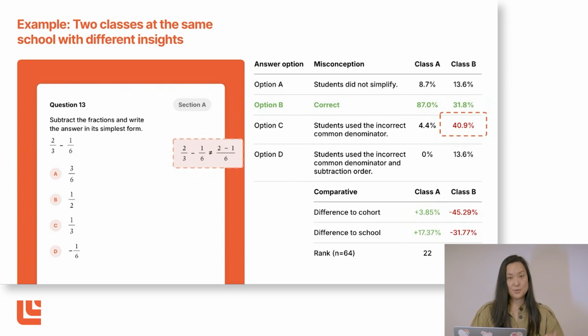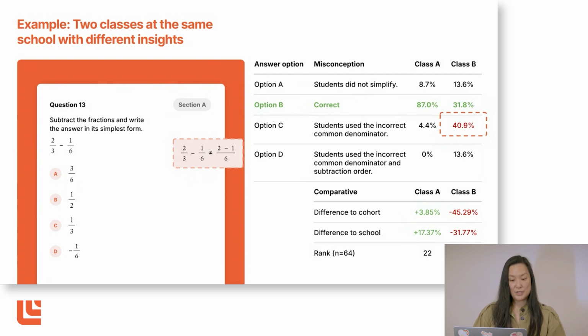All of these questions, when we designed them together with Dr. Ashman, were intentionally created. The answer options and the misconceptions were intentionally created. So in this question, where it's 2/3 minus 1/6, the correct answer is actually 1/2. And a lot of students in year 8 would think, oh, 1/2 is not an option because 2 is not in the denominator anywhere in the question.